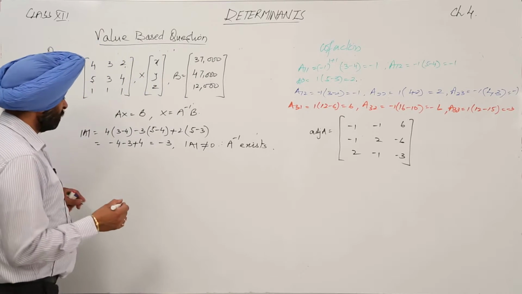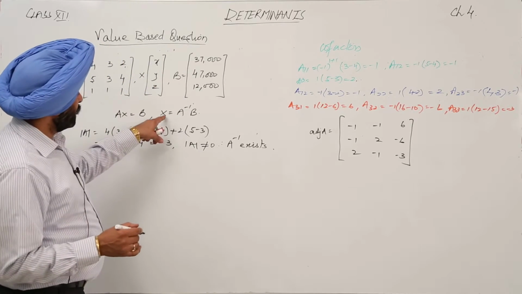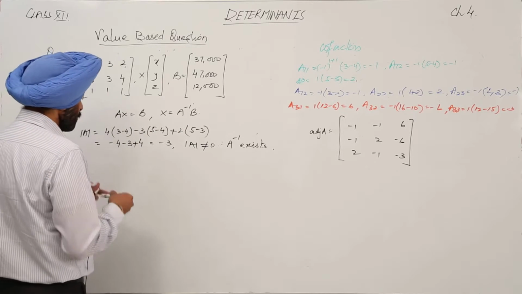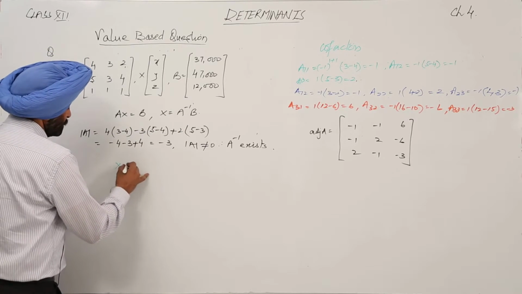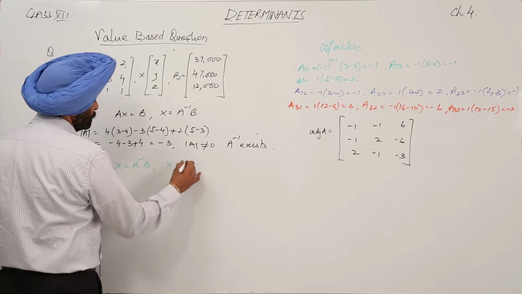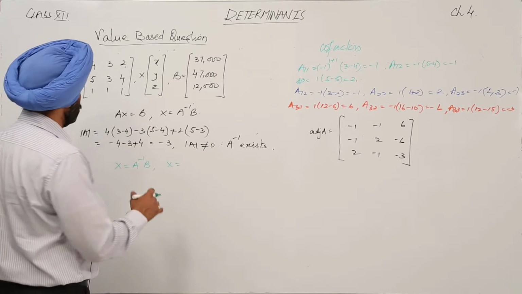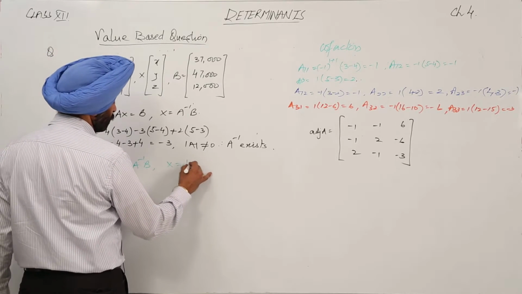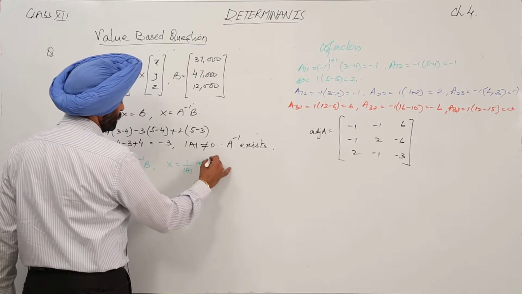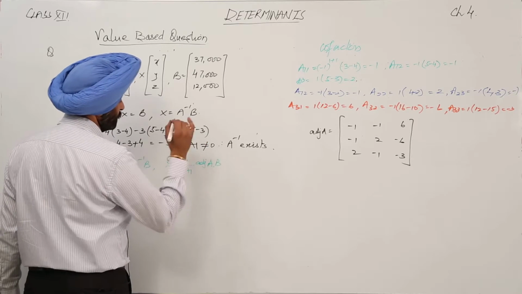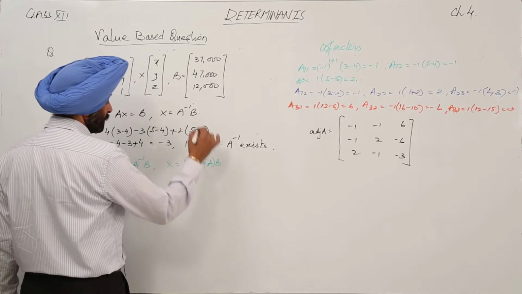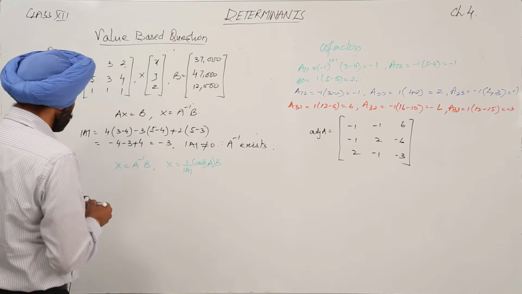Now we have to move with X is equal to A inverse B. Okay. Now X is equal to A inverse B. X is equal to A inverse. Now what is A inverse? A inverse is 1 upon determinant of A with adjoint A. Now it is with B. Okay. Or you can write it like this: adjoint A with B. Now let's solve it.